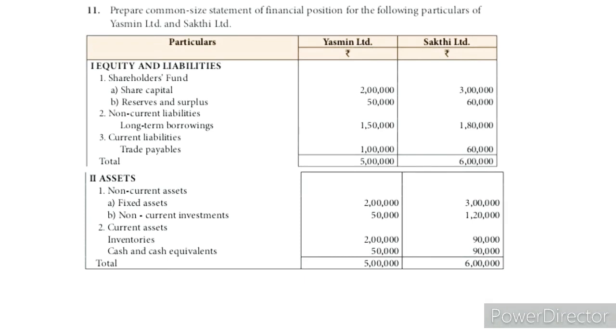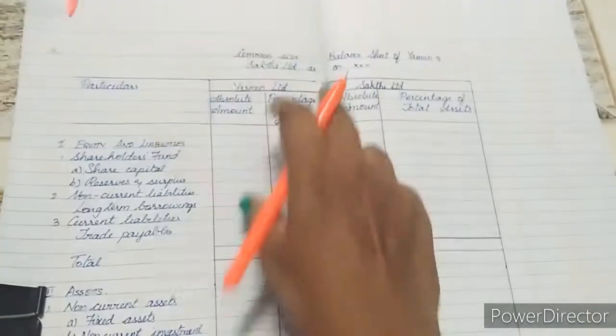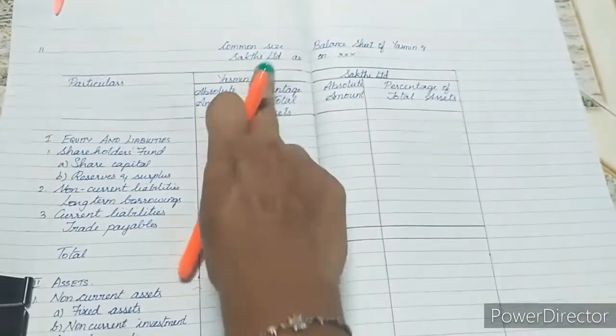The 11th sum is: prepare a common size statement of financial position for the following particulars of Yasmin and Shakti Limited. So it is a vertical balance sheet again. The equity and liabilities are given first and the assets are given next. This sum is a common size balance sheet of Yasmin and Shakti Limited.